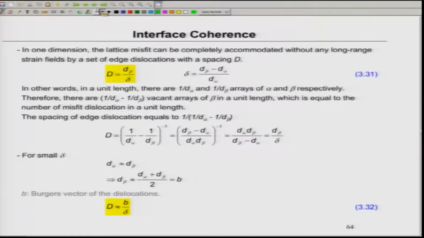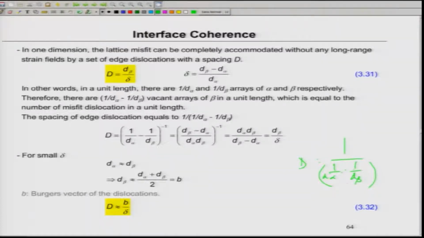Well, what does it say? See, d is nothing but what? If you put down d, what does it become? You can clearly see d is 1 by (1 by d alpha minus 1 by d beta). Now, if I do the mathematics properly, I do get d beta by delta. So, when delta is small, that is, the misfit is very small, then d alpha is equal to d beta, and therefore d becomes the Burgers vector.